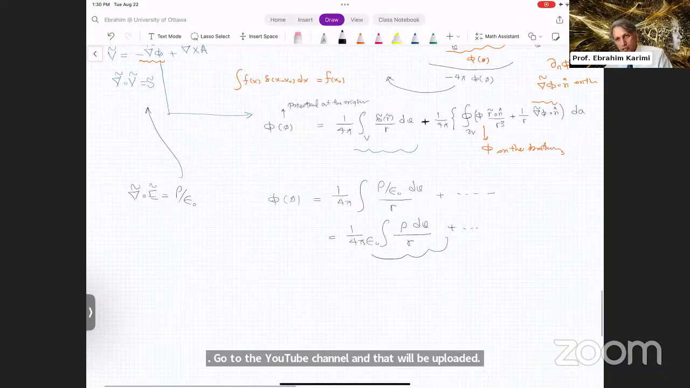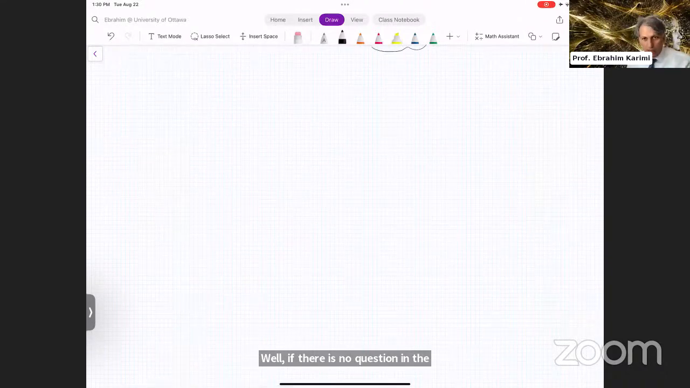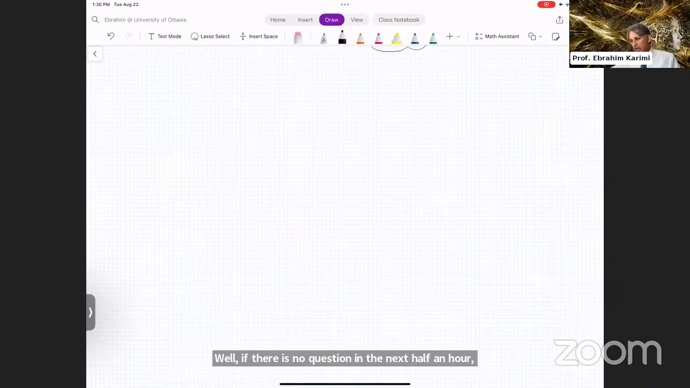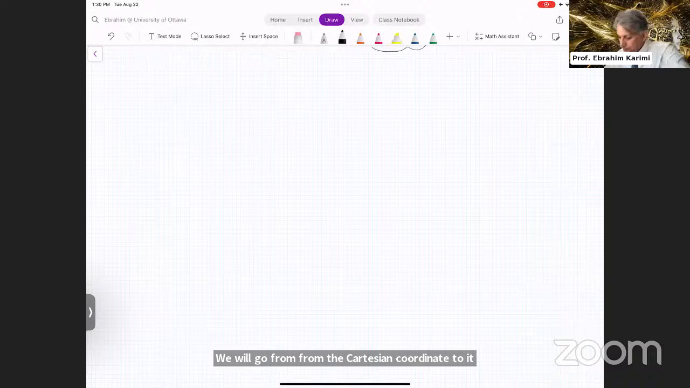Okay. Well, if there is no question, in the next half an hour, I will go from Cartesian coordinates. Slowly, I'm preparing you for tensor calculation. We will go from the Cartesian coordinates to other coordinates, which are important.